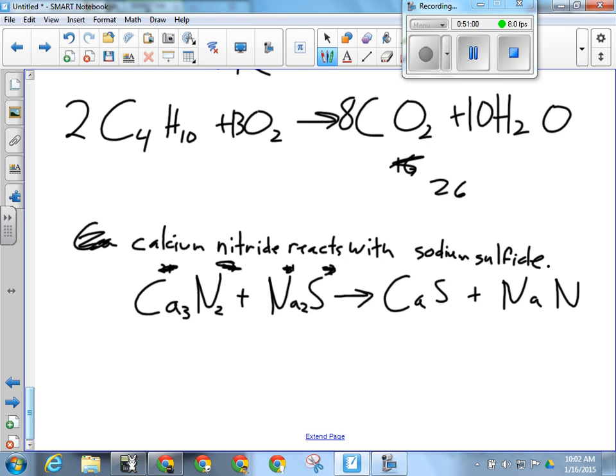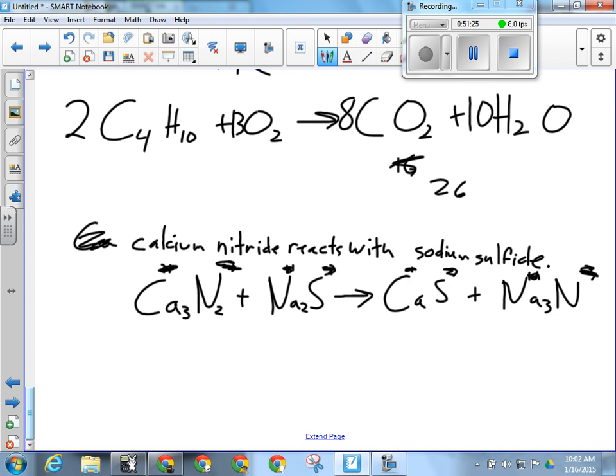Those are both ionic compounds, so what do I need to do with them both? Swap and drop. This is a minus 2 and this is a plus 2, so that's okay. This is a plus 1 and this is a minus 3, so this is Na3N. Now I've got everything predicted. Now I need to balance. So here's more of a general balancing example. What should I start with?